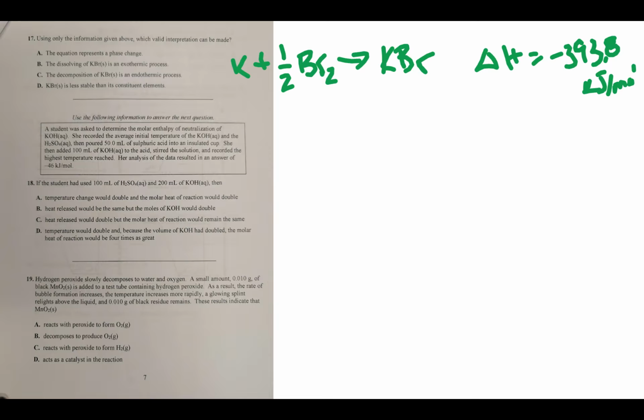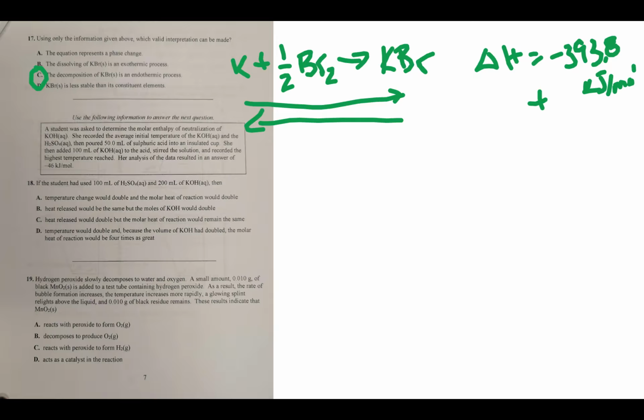B, dissolving KBr is exothermic. Well, this doesn't tell us that, so that could be true, but I'm not sure. C, the decomposition is endothermic. That is going to be our answer, and that's because if this forward reaction formation gives you a negative value, if you reverse the reaction, you would change your sign, and reversing the reaction would show you decomposition. And then the last one, talking about stability, well, that's something else we can't interpret based on this question.